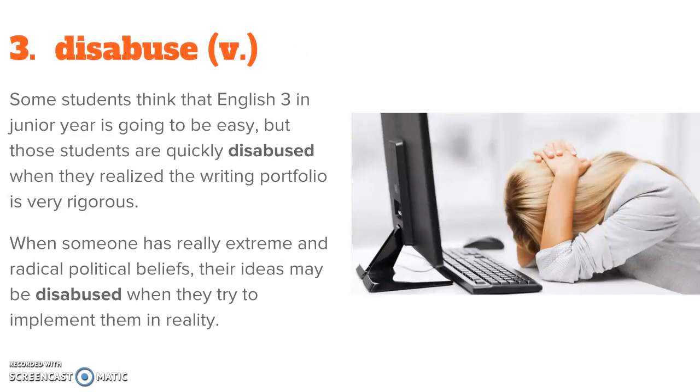Number 3 is disabuse, which is a verb. The definition for disabuse is to set right in ideas or thinking, to free from error or deception. So some example sentences are, some students think that English 3 in junior year is going to be easy, but those students are quickly disabused when they realize the writing portfolio is very rigorous. Or another example, when someone has really extreme and radical political beliefs, their ideas may be disabused when they try to implement them in reality.